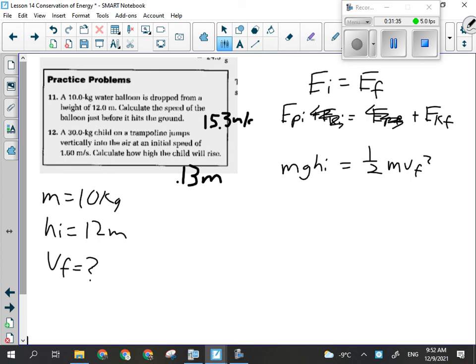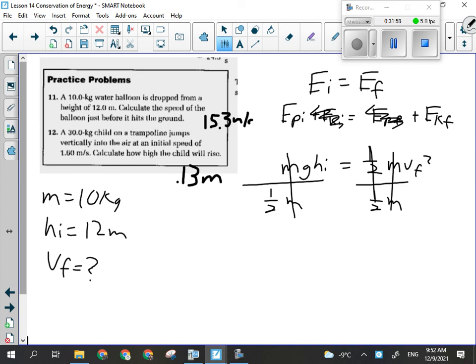All right, so I am looking for the final speed. That means I need to divide both sides by half of m. Now, if you're not comfortable canceling m, leave it in there. It won't affect your answer at all, because mathematically it's going to cancel anyway, even if you plug it in.